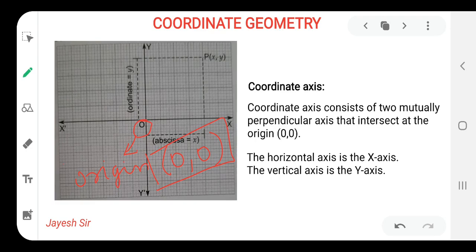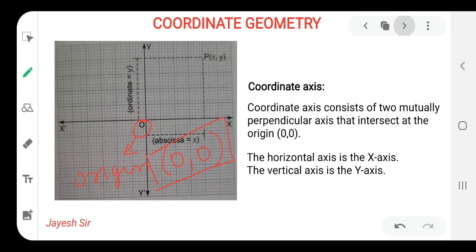This is the main thing: the point at which the horizontal axis and the vertical axis, or the x-axis and the y-axis, intersect is called point O, or the origin, having coordinates 0 and 0. Why they are 0, 0, and how we came to know that, we will see and learn in this video only. I think you are all clear with these things till now.